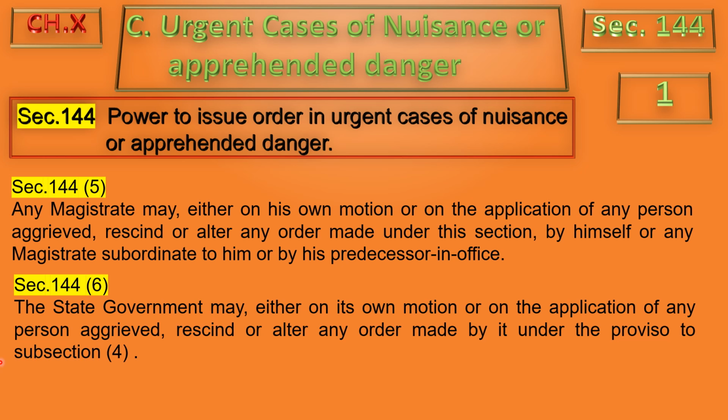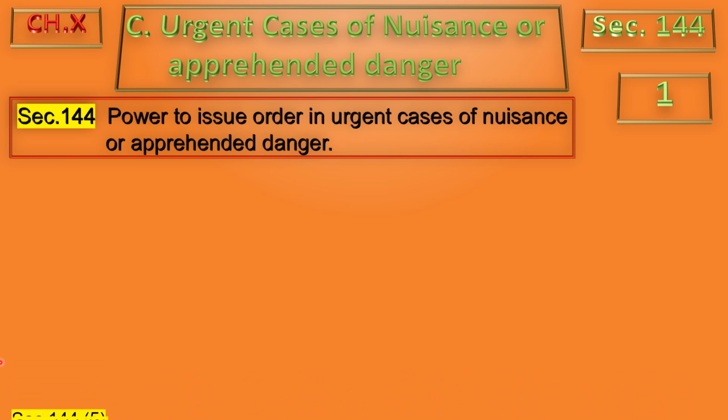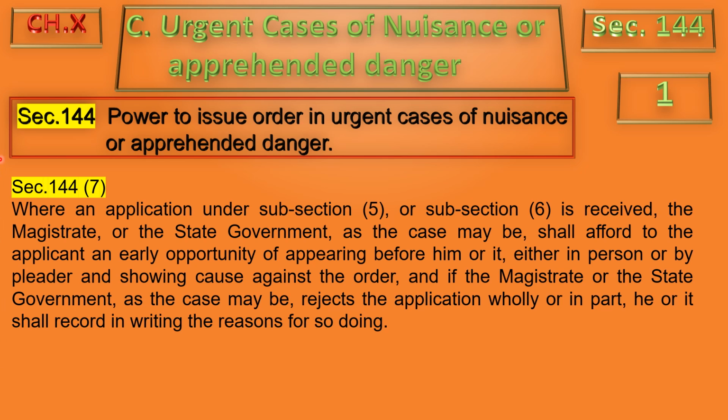Now we come to the last subsection of section 144. It is subsection 7 of section 144, where an application under subsection 5 or subsection 6 is received, the magistrate or the state government, as the case may be, shall afford to the applicant an early opportunity of hearing before him or it, either in person or by pleader, and showing cause against the order. And if the magistrate or the state government, as the case may be, rejects the application wholly or in part, he or it shall record in writing the reason for doing so.